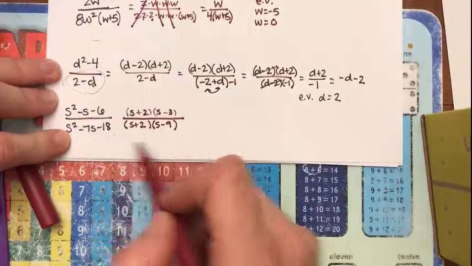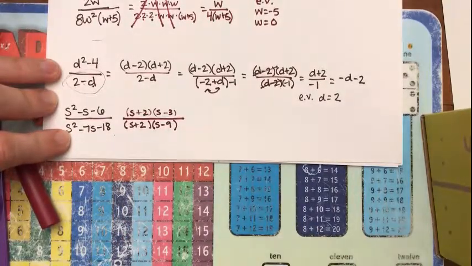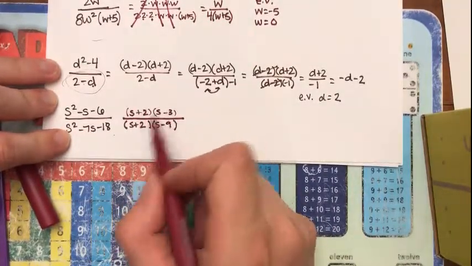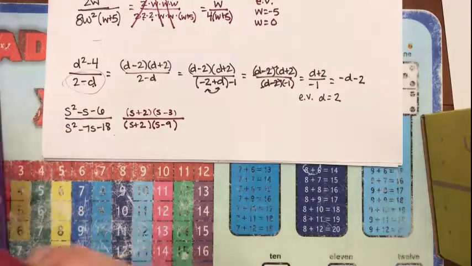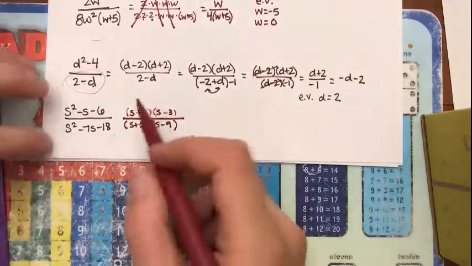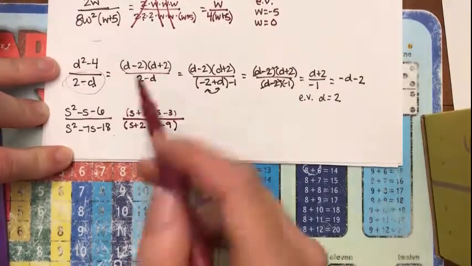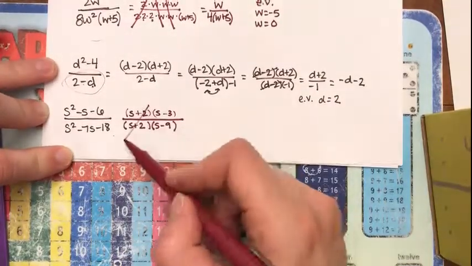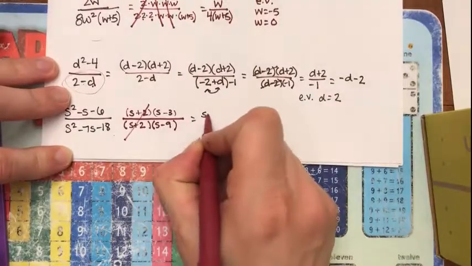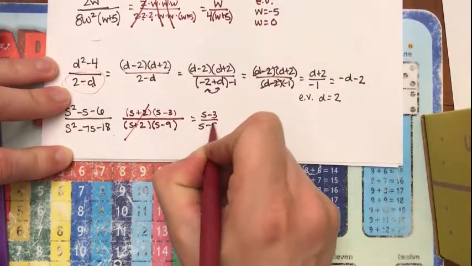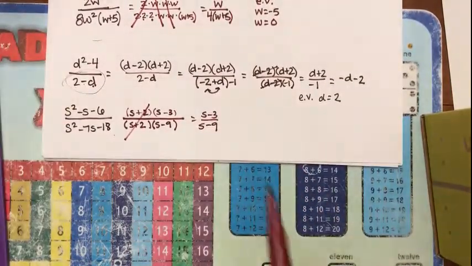So if I actually was stuck trying to find the factors of the denominator, I would try both the factors of the numerator, because you can be pretty certain that one of them is going to divide out. So that can help get you started with how to factor your denominator. Here I divide out my common factors, and I get s minus 3 over s minus 9 in simplified form.